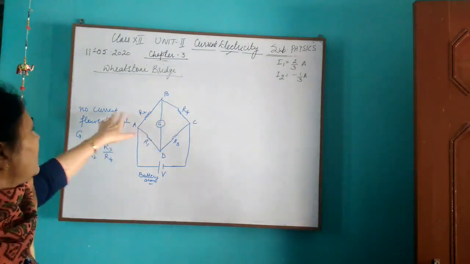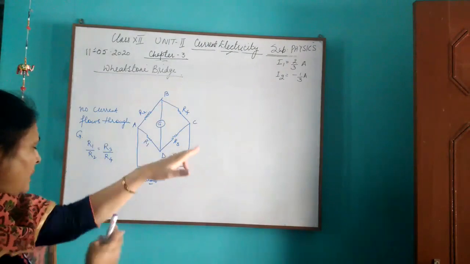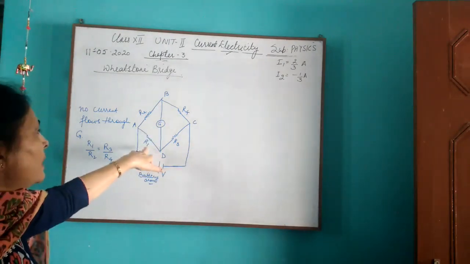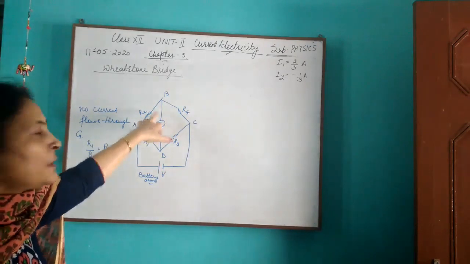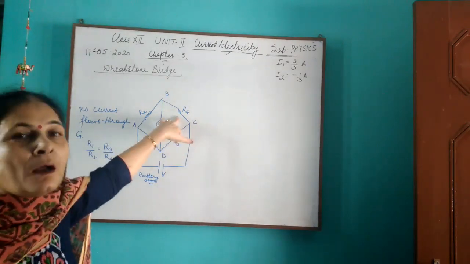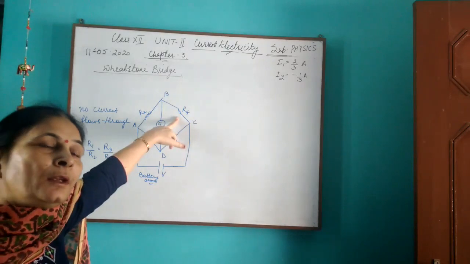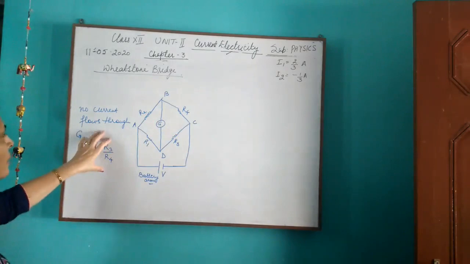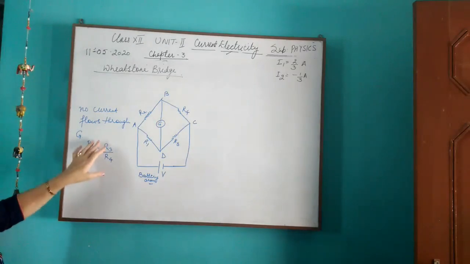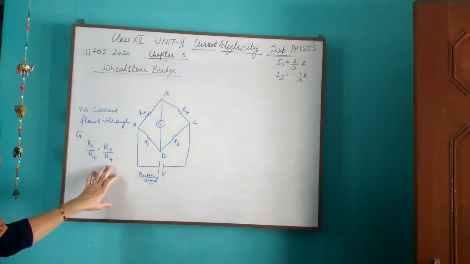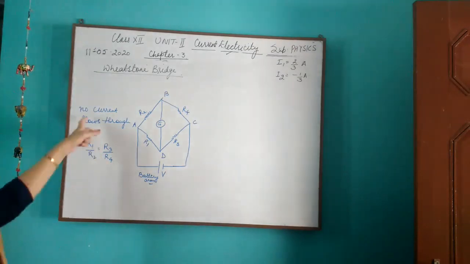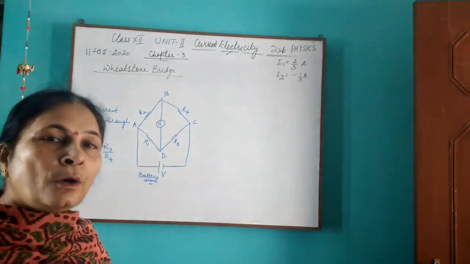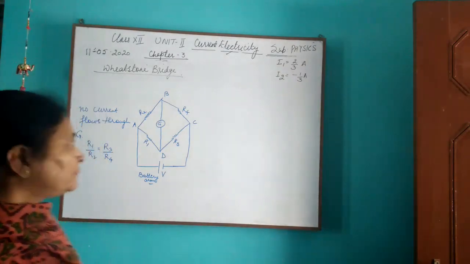When no current flows through this arm, then the ratio of these arms R1 upon R2 must be equal to R3 upon R4. Or we can do it the other way around also: if the ratio R1 upon R2 is equal to R3 upon R4, then no current will flow through the middle arm or through the galvanometer.